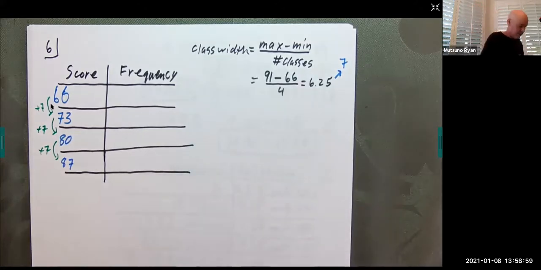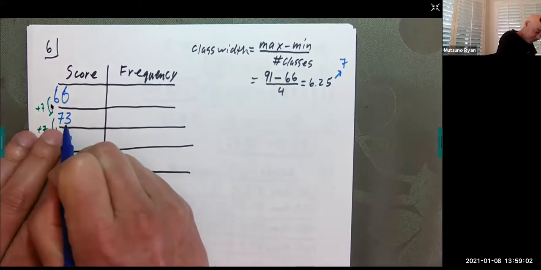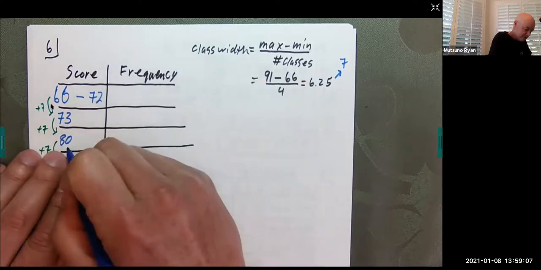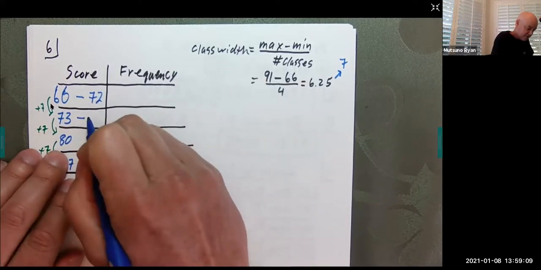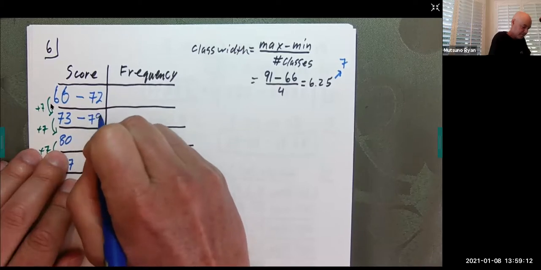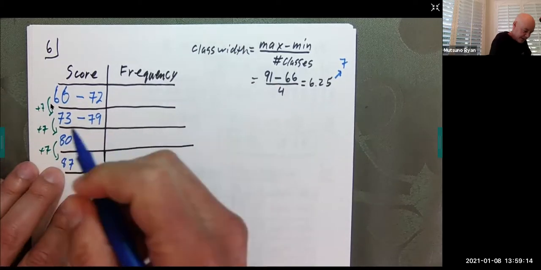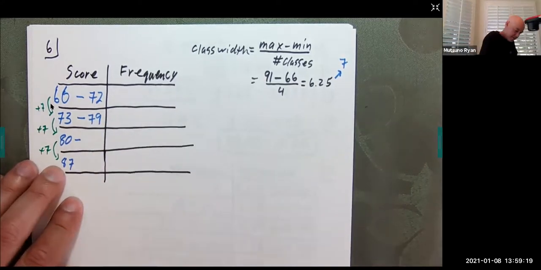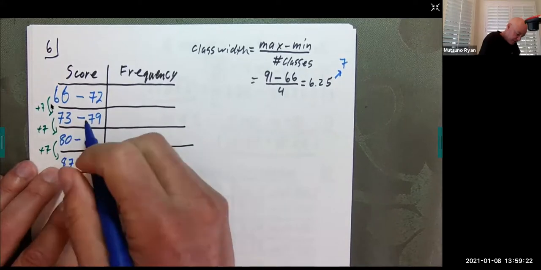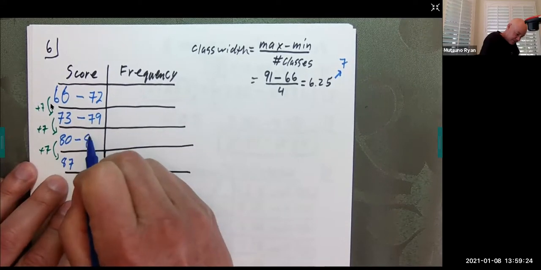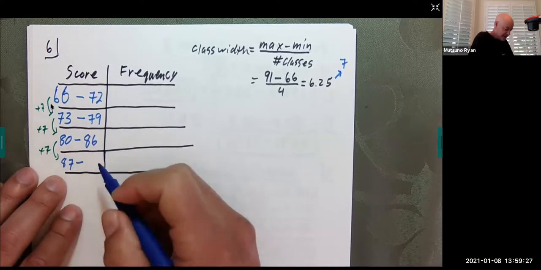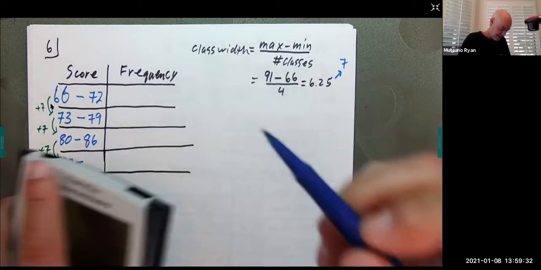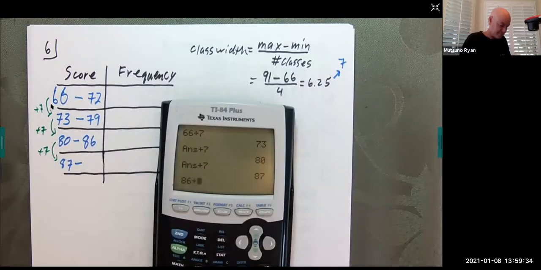Well, if the lower is 73, that means the upper for the previous one is going to be 72. If the lower is 80, that means the upper of the previous is going to be 79. Now you can see it's also adding 7 each time. So to get this one, this is going to be 86. And to get the last one, I'm just going to add 7 to the 86. So you'll notice I'm just adding 7 each time. So 86 plus 7 is 93.